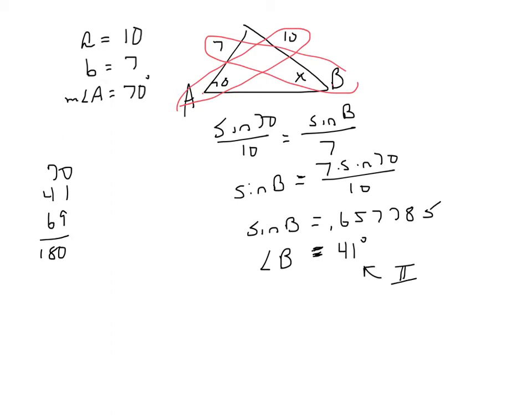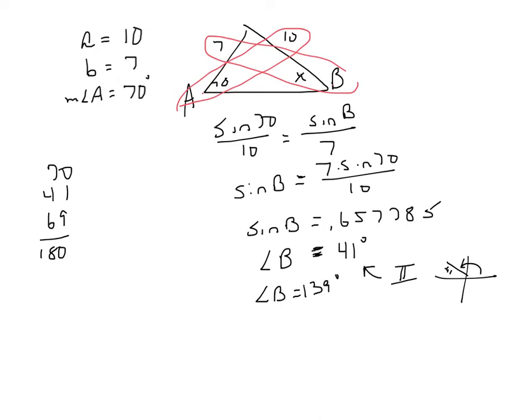Triangle number 2 would say, yeah, but what if this is obtuse? What if this is in quadrant 2? Because remember, in quadrant 2, the sine ratio is positive. So if I take 41 degrees into quadrant 2, that means that my angle of rotation is going to be 139 degrees. So angle B could also be 139 degrees.